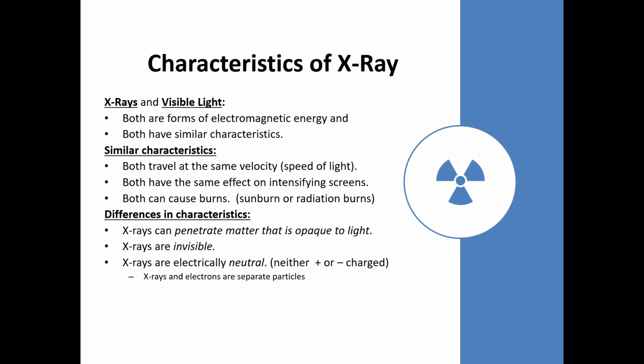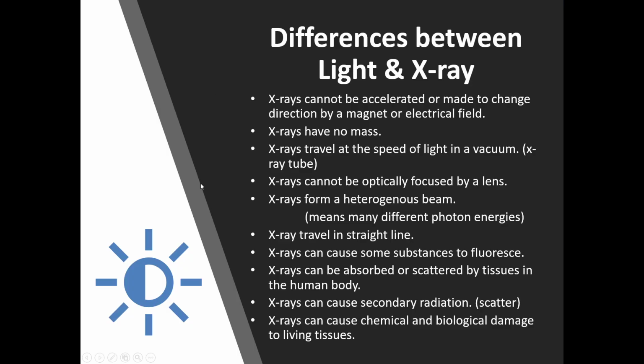And then X-rays are electrically neutral. They don't have a positive or negative charge, and light is not that way. Just as a side note, X-rays and electrons are not the same thing. Electrons are negatively charged particles. X-rays do not have a charge. So a few more of these. X-rays cannot be accelerated or changed direction by a magnet. So we can't take them and make them go faster than the speed of light. We can also not change their direction by sending them through a magnetic field.